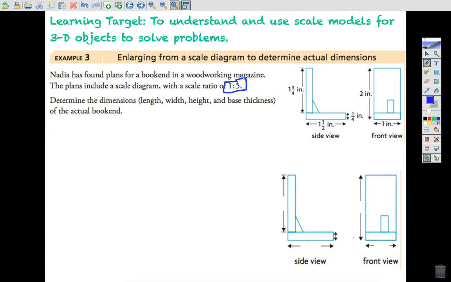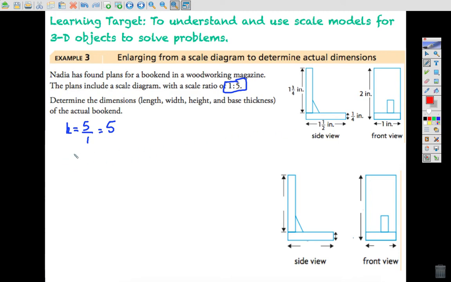What we're going to do is use this scale factor to enlarge all of those to the actual size. Now, if you think about us doing enlargement, a 1 to 5 ratio gives us a scale factor of 5 to 1, or just 5. So literally we're just going to do 5 times all of these measurements, and that's going to give us our new measurements. So we can start off with the 1 3/4 inches.